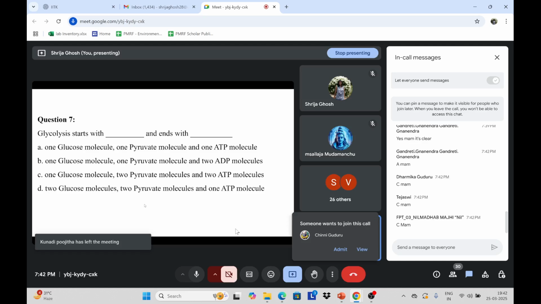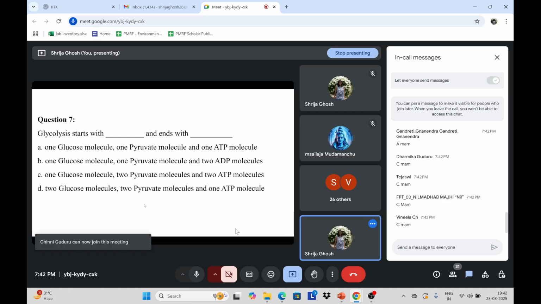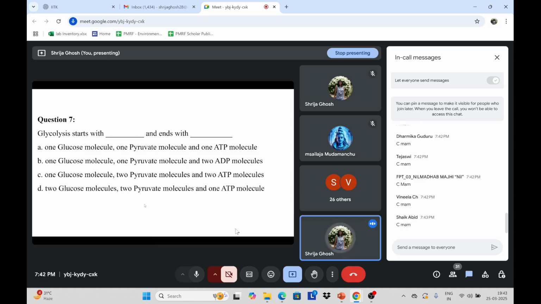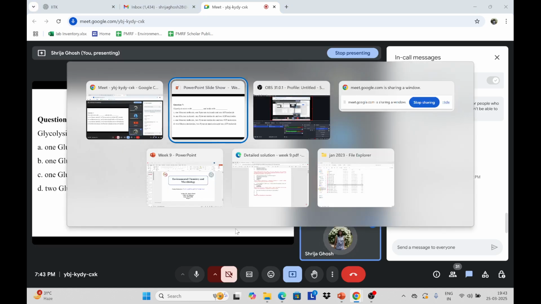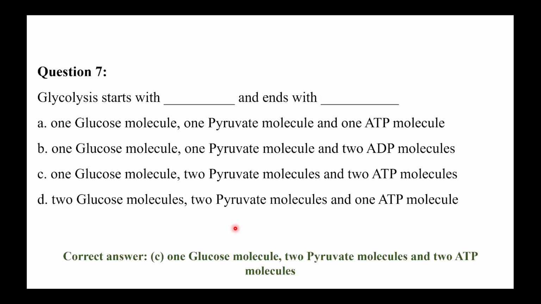Okay, now we have 3 people agreeing to option C. A lot of people are agreeing to option C, it seems. Yeah, so that is the correct answer. So the majority of you are right. Option C, that is glycolysis starts with one glucose molecule and ends with two pyruvate molecules and two ATP molecules. That is the correct answer.